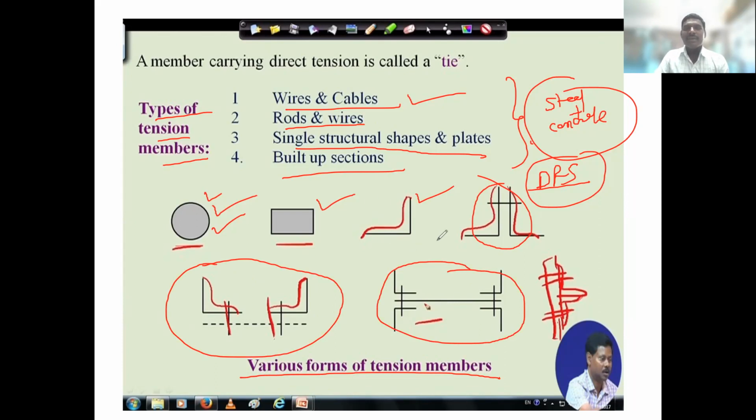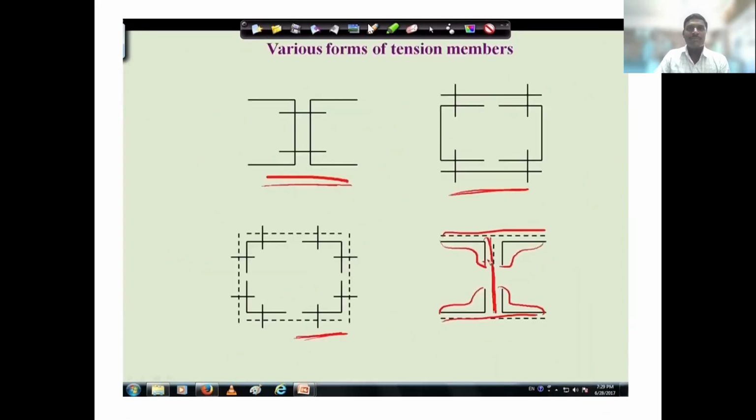So in such a way, these are the various shapes or forms of the tension member: a rod, circular rod, square rod, single angle, double angle, then double angle with built up, and 4 angles, which we can call a built up section. In this way, so many more sections are also there.